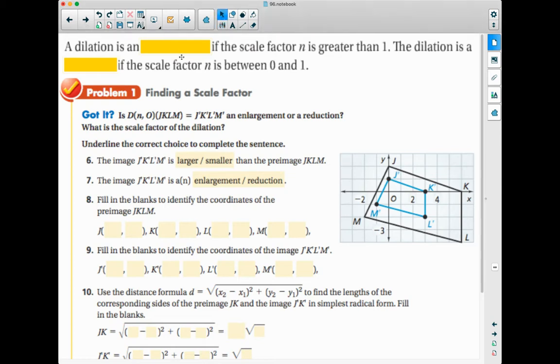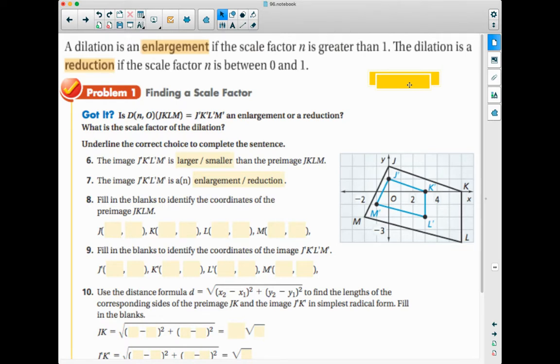All right, a dilation is an enlargement if the scale factor n is greater than 1. The dilation is a reduction if the scale factor is between 0 and 1. I cannot have a negative scale factor, so let's not worry about that. Okay, let's look at number 1 here.